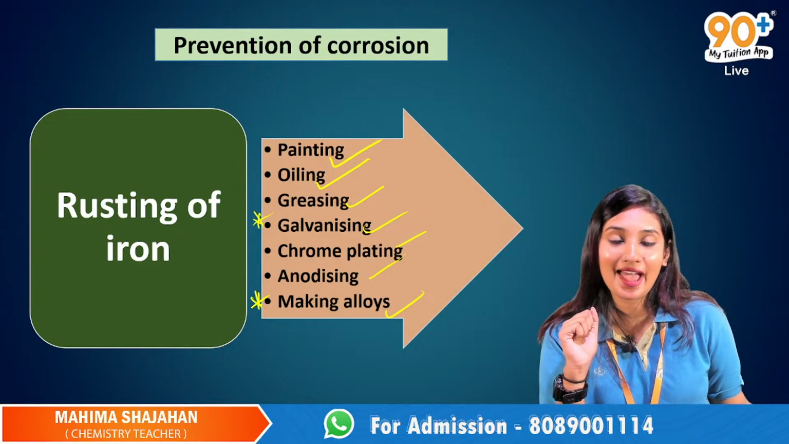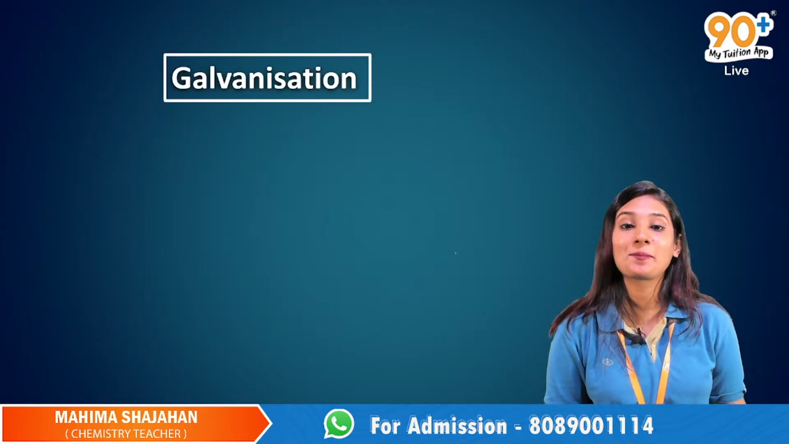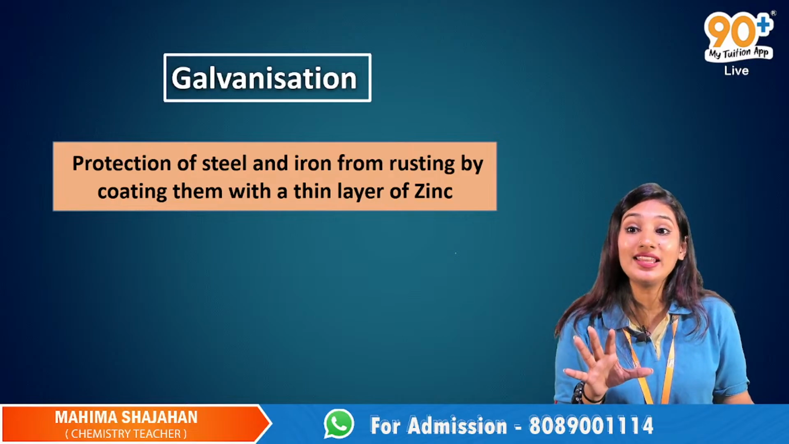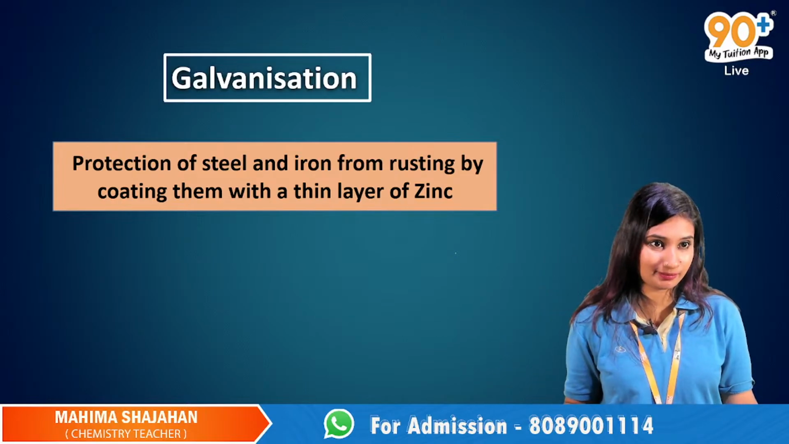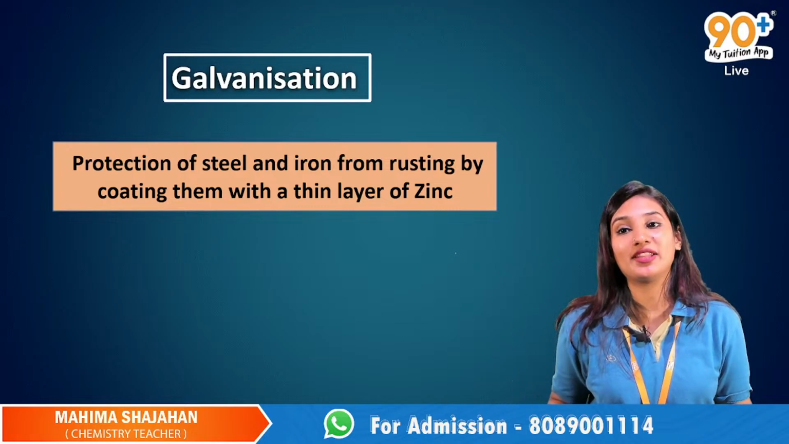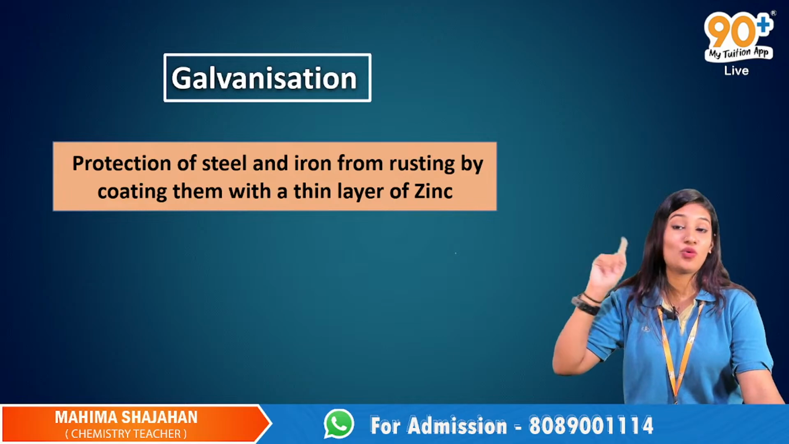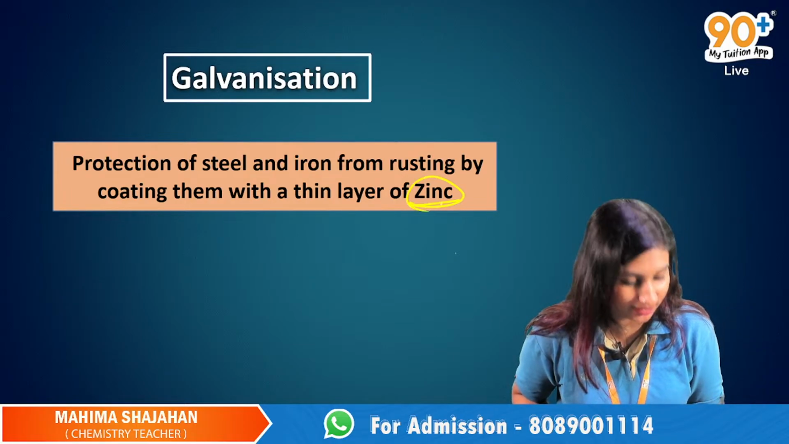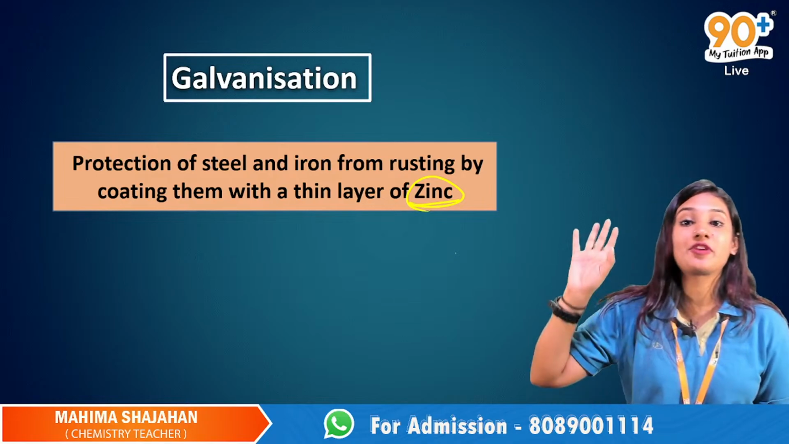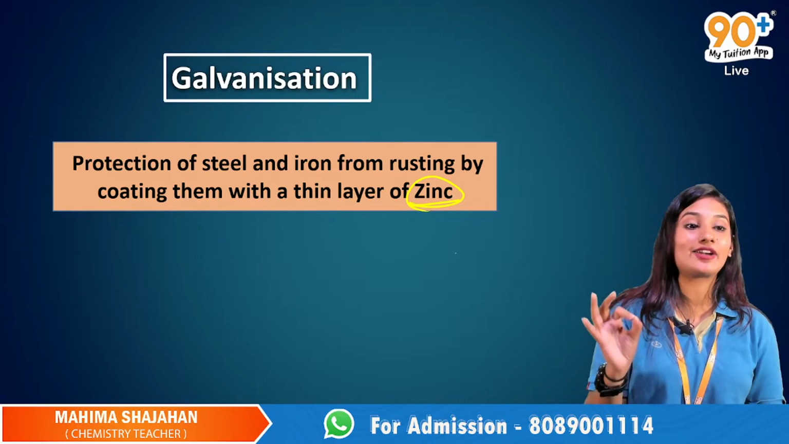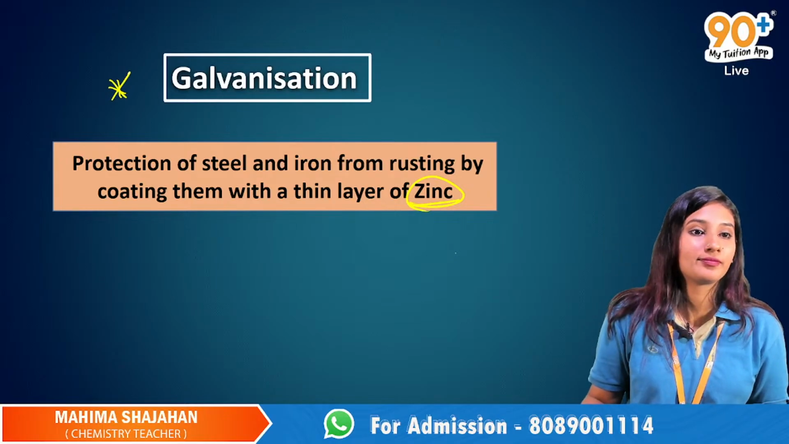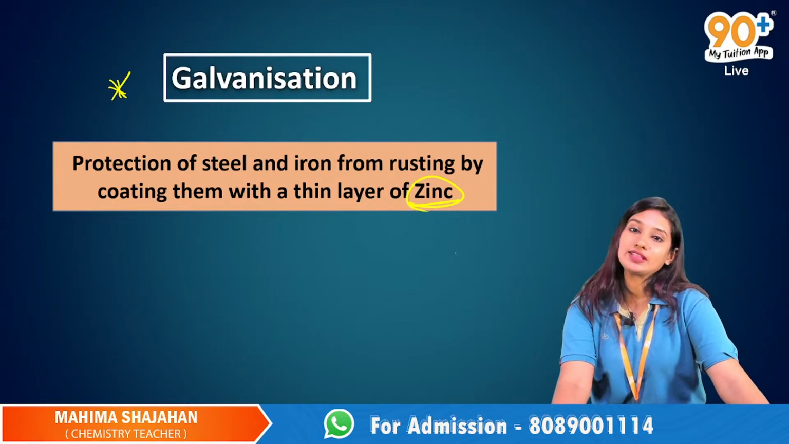What is galvanizing? Ever heard that before? It is the process of coating the iron article or the steel with a thin layer of zinc. So in galvanization, what is used here? Zinc. The steel or iron is protected from rusting by coating them with a thin layer of zinc. It is a direct question, one more question they used to ask. Is it clear? Yes, that is galvanizing.